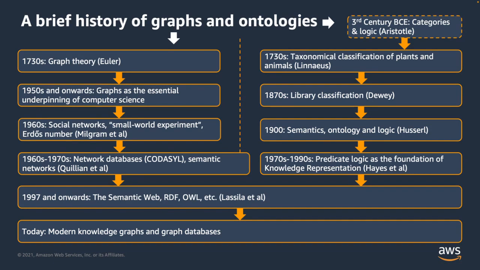Now we on the graph side, we fast forward. Of course, graphs are the essential underpinning of computer science in many ways, and in the 1960s, the social scientists discover graphs, and we get the small world experiment, the Erdős numbers, and whatnot. And then again, fast forward, in 1997 the work on ontologies and work on graphs comes together in what we now refer to as the semantic web. And the semantic web technologies, regardless of what you've heard a lot of people say about them, are sort of the essential technology for modern knowledge graphs.